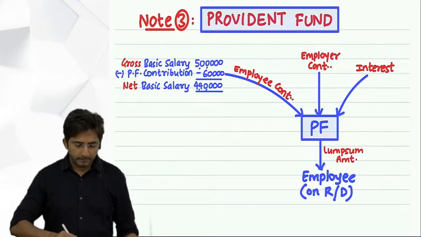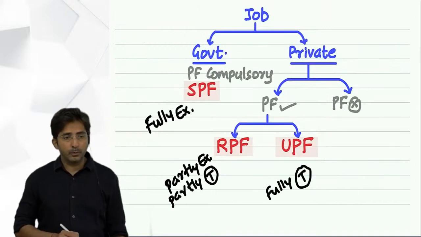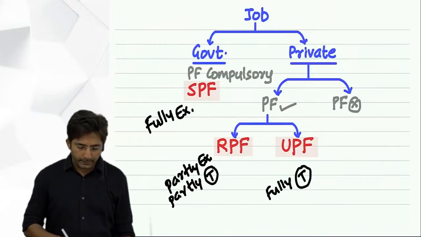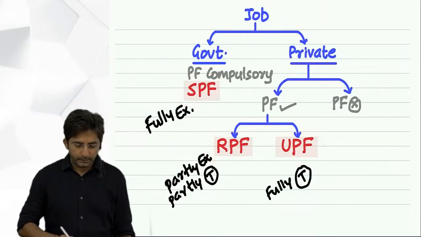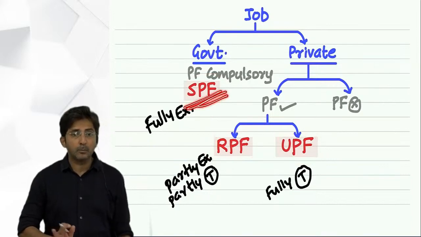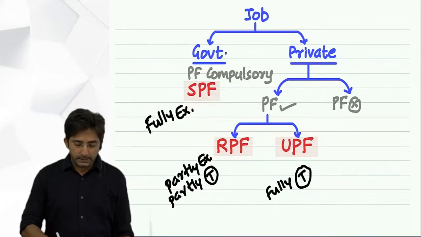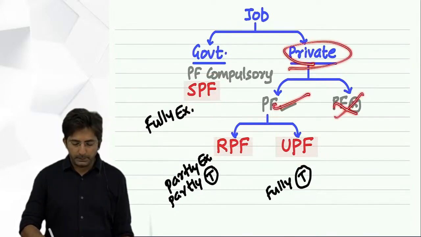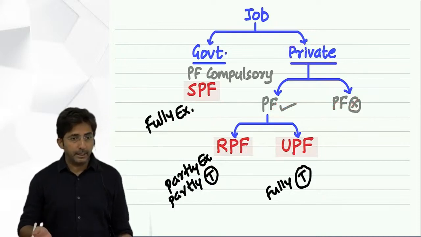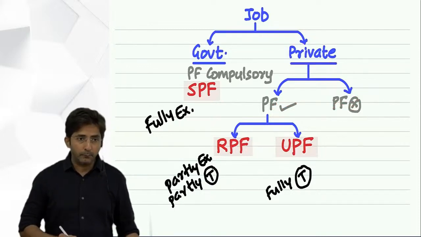Then after this, we have studied three types of provident fund: statutory provident fund, recognized provident fund, unrecognized provident fund. Statutory provident fund means it is in government service. But in private service, provident fund may be there, may not be there. And if it is not there, forget it. And if it is there, it can be RPF or UPF.